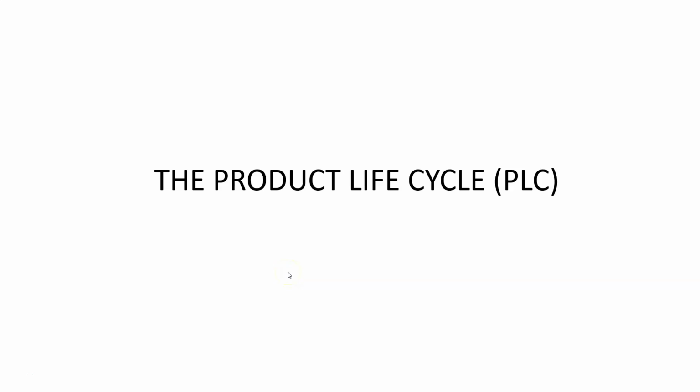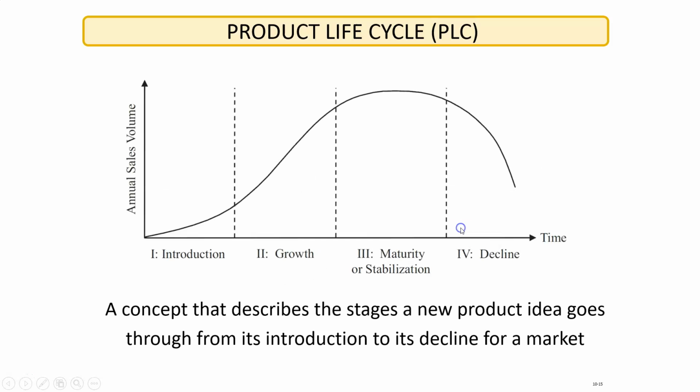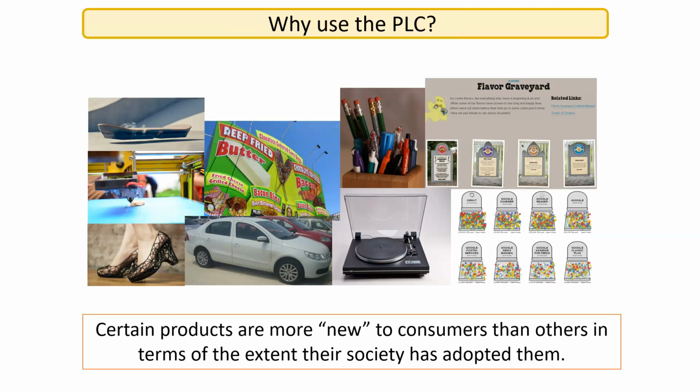In this section, we'll talk about one of the key tools in the product manager's toolkit, the product lifecycle. The product lifecycle is a concept that describes the stages of a new product idea, from its introduction to its decline for a market. This concept lets us understand and predict what we should do to market a product based on how that product and all the firms and other supporting people and groups surrounding it is a part of society.